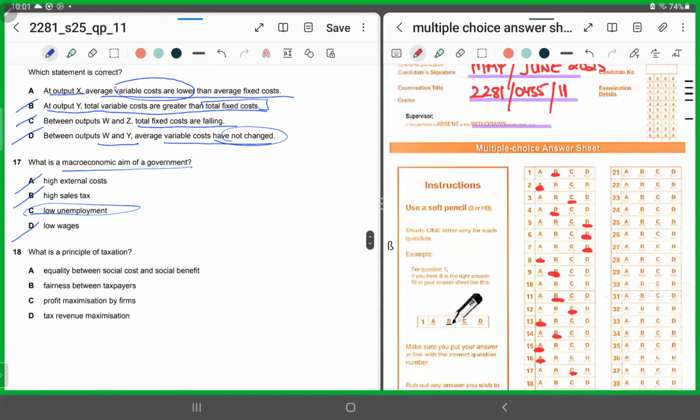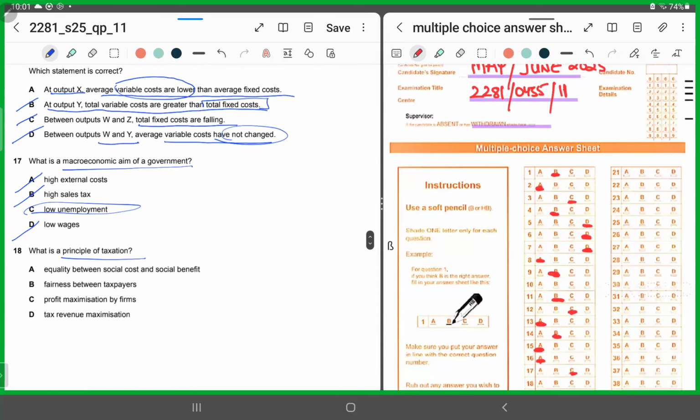18. What is the principle of taxation? What's the principle of taxation? It says that fairness, or the proportion of tax, falls equally on everybody. So fairness between the taxpayers. So for 18, we'll shade in B.